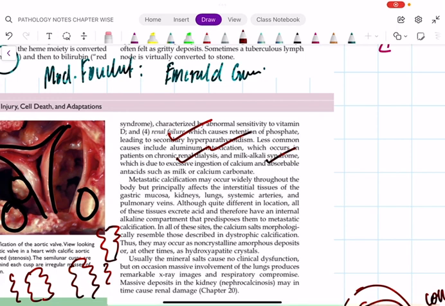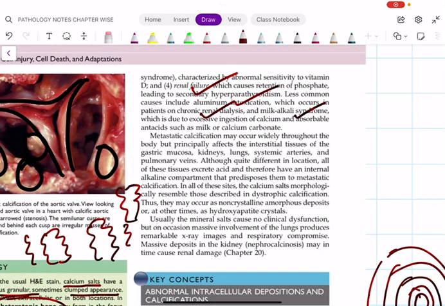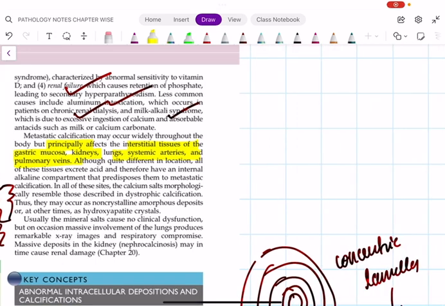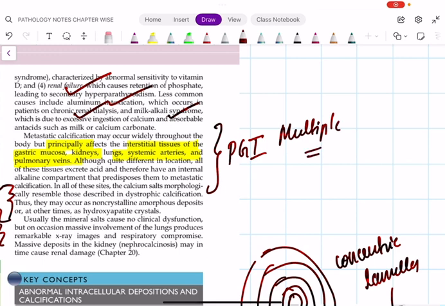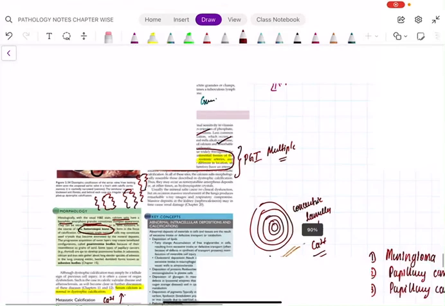And remember, here comes the question: which are the regions in the body where metastatic calcification mainly affects? It principally affects the interstitial tissues of the gastric mucosa, kidney, lungs, systemic arteries and pulmonary veins. Very important. This question has been asked in PGI. It was a multiple answer type question, which means in a single question you may have more than 1 or 2 or 3 correct options, or sometimes 5 options that may all be correct. So remember this: interstitial tissues of the gastric mucosa, kidney, lungs, systemic arteries and pulmonary veins. I hope things are very clear for you, children.